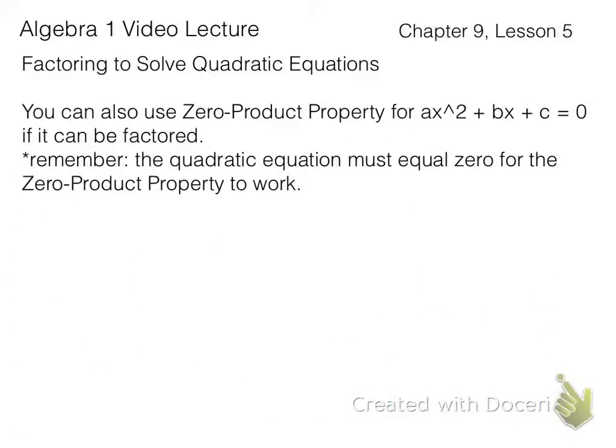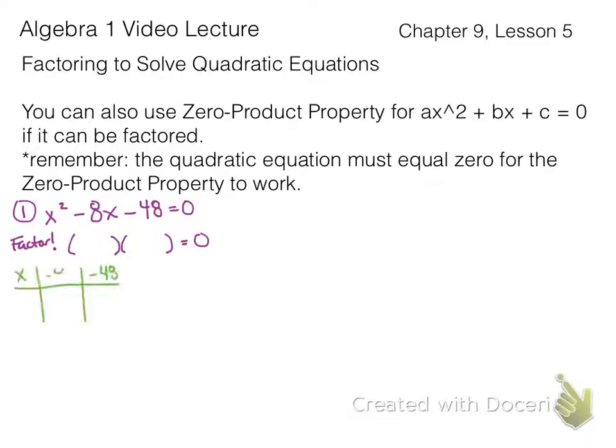Okay, so again, you can also use the zero product property for ax squared plus bx plus c equals 0 if it can be factored. Remember, the quadratic equation must equal 0 for the zero product property to work. So let's take a look at a quadratic equation. It's already set to 0, so there's not much we have to do besides factor. So let's go ahead and factor this. We have basically 1, -8, and -48. You guys should know how to factor by now. You figure out how it factors.